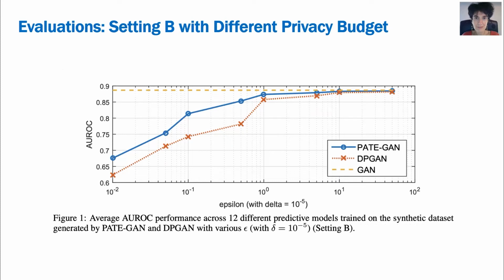This is somewhat trivial because to reduce the privacy budget, in other words, to create strong privacy preservation, we need to add more noise for label aggregation in the PATE framework, which makes the label for the student discriminator more noisy. Therefore, the generator training would also be noisy and the corresponding synthetic data is less realistic. But what you can see here is that PATEGAN does a better job than DP-GAN.